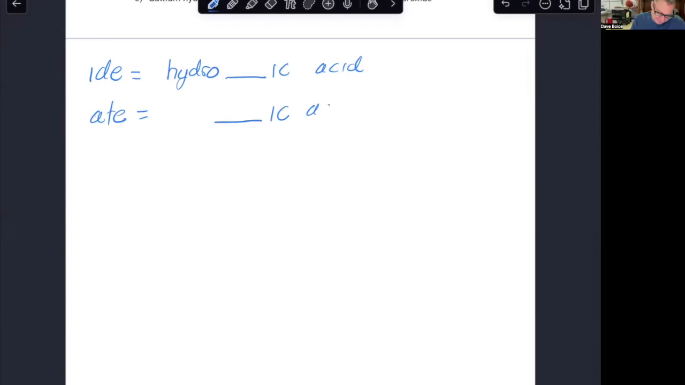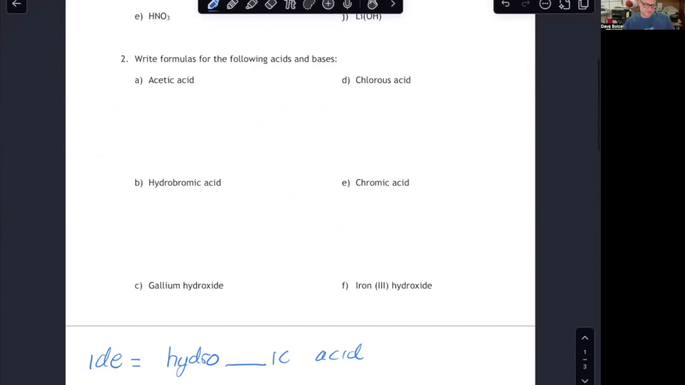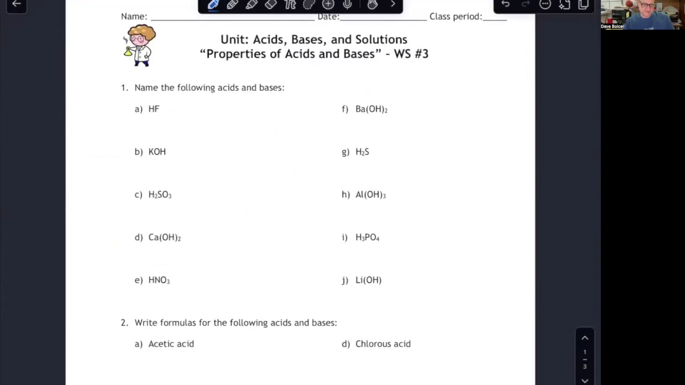So again, ic acid. And then you have ous, okay, and that comes from ite. So sulfite, chromite, whatever. So ite turns into ous. So these are the rules, and you definitely need to know these. So let's go ahead and take a look at some of these here.